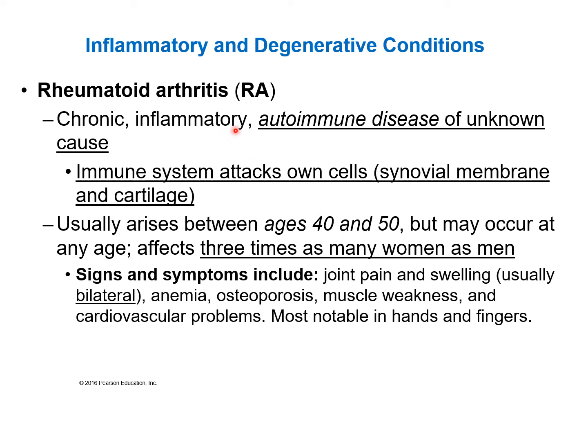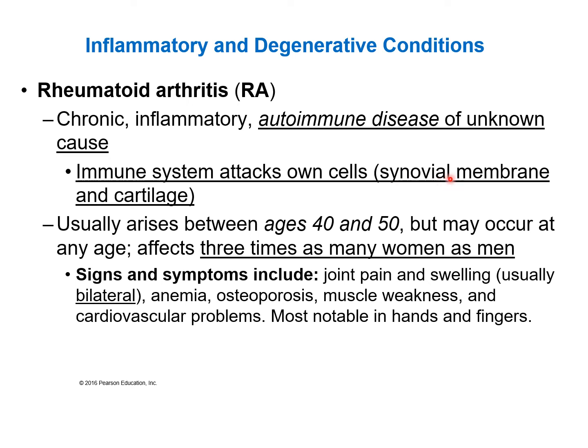Rheumatoid arthritis is a chronic inflammatory autoimmune disease with an unknown cause. The immune system will attack your own cells. Specifically, the immune system is going to the joints. It likes synovial joints. Your immune system will start attacking synovial joints.